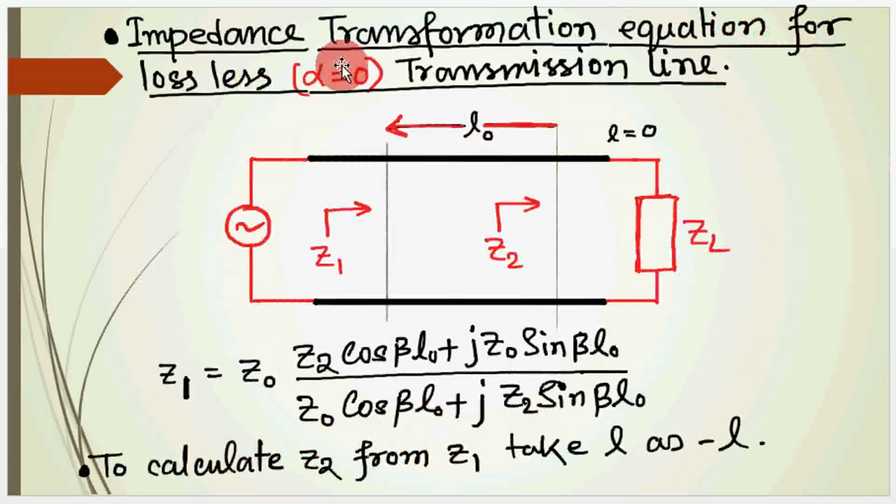Impedance transformation equation for a lossless transmission line. You have to remember this formula. The impedance over here is Z1, so Z1 comes here, and here is Z2, Z2 comes here. So how to remember this formula? First of all, the cos function will be present at the beginning, and the sine function will be later. You can remember this by e to the power j theta is cos theta plus j sin theta. Similarly here cos theta is first and sin theta is next. Similarly here also cos theta first and sin theta second, where theta is beta L.